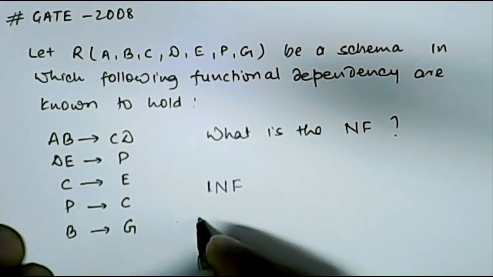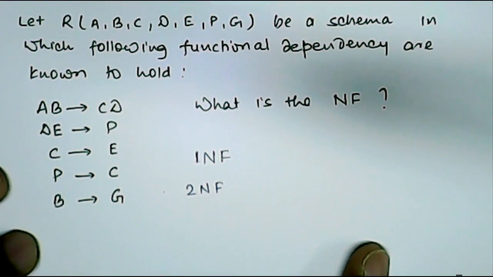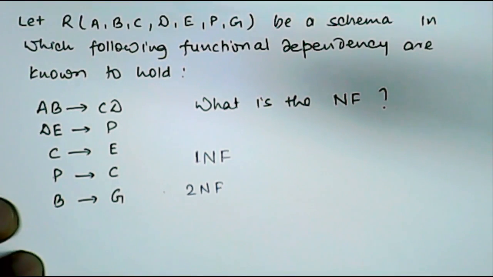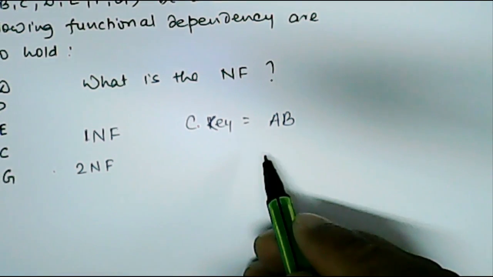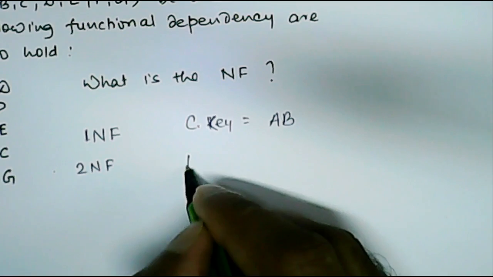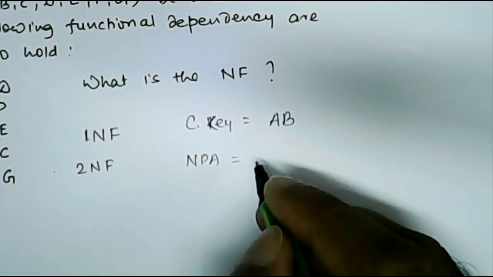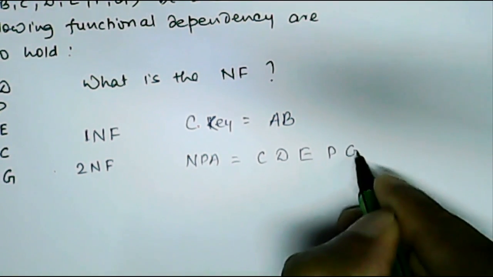Now we have to check for second NF. To check for second NF, what is the condition? The condition is that all the non-prime attributes should be fully functional dependent on each candidate key. So here we have to find out the candidate keys for this relation first. The candidate key for this particular relation is AB. Now let's find the non-prime attributes, which is very simple: the attributes which are not present in this key. So it will be C, D, E, P and G.